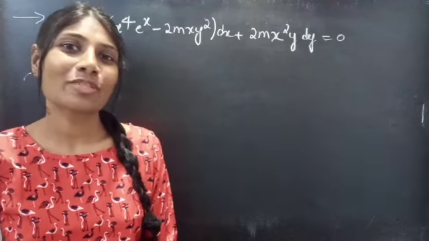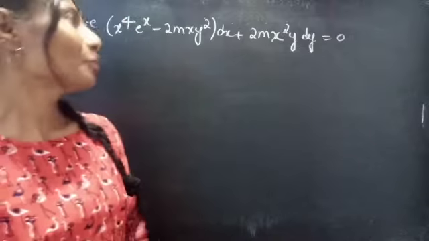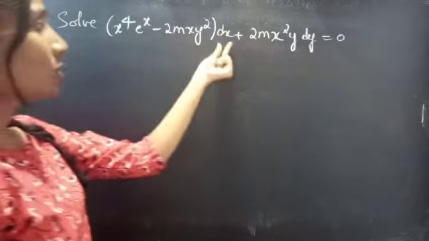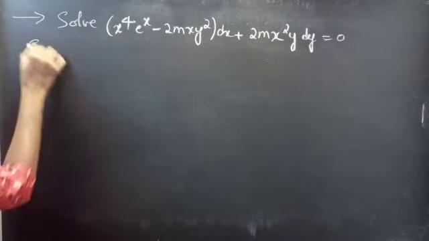This is Kalpana here. In this video, we are going to solve the given differential equation which is non-exact. So let's get going. Problem: solve (x⁴eˣ − 2mxy²) dx + 2mx²y dy = 0. Solution.